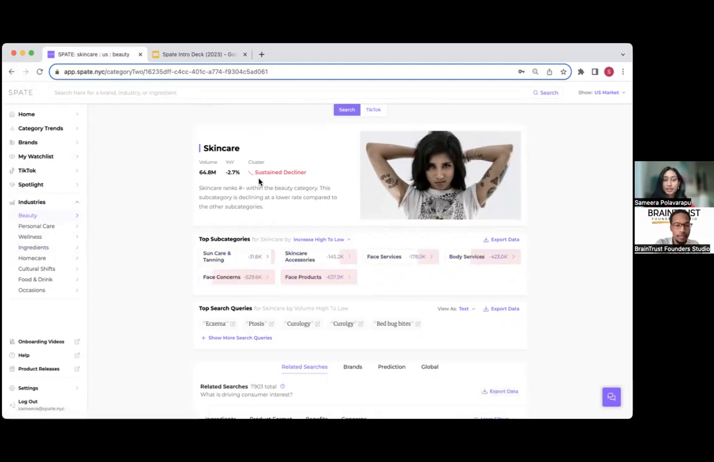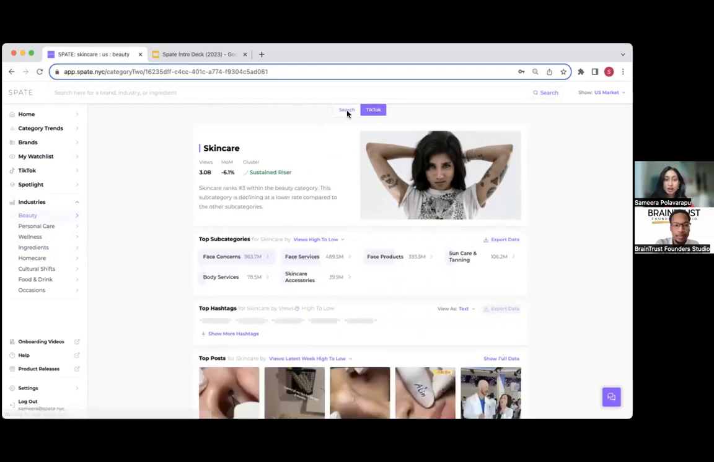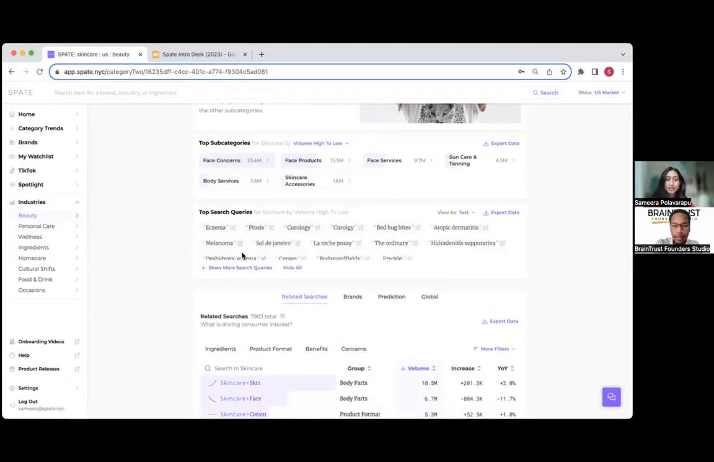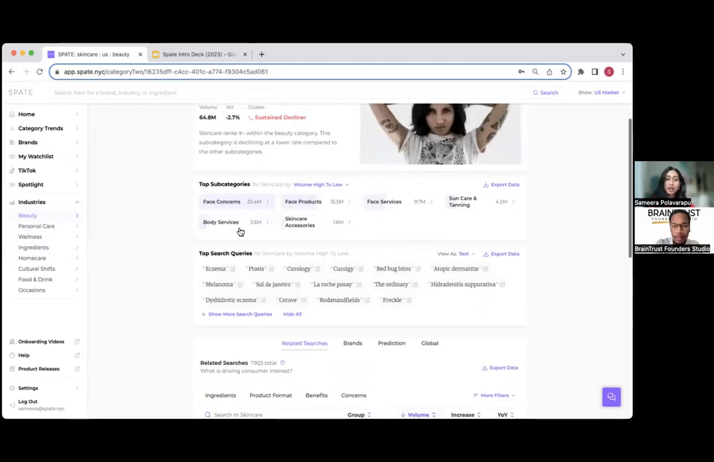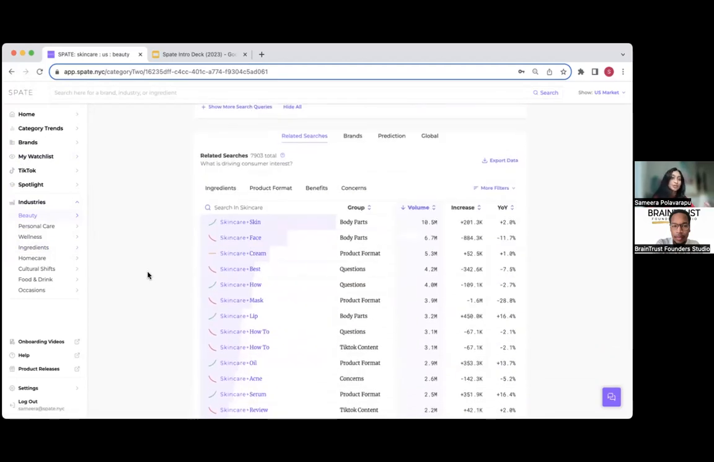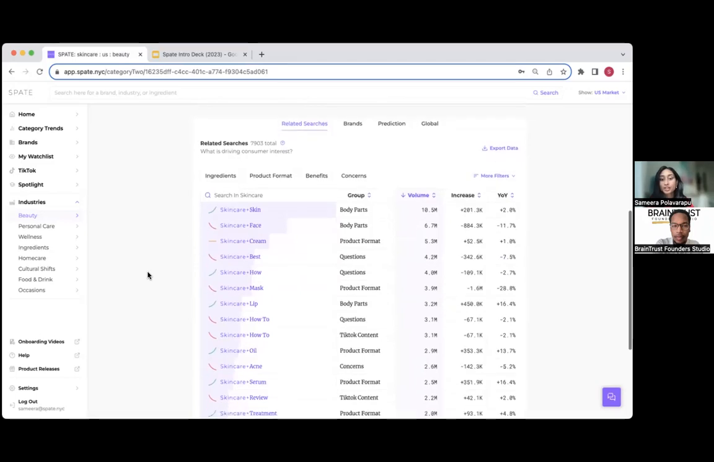This is declining as a category here, but on TikTok it is rising, for example. So it's helpful to compare the two sets of data. You can also see exactly what the top search queries are. And then you can have this same format. So once you get used to using one page in Spate, the other pages also become very intuitive.